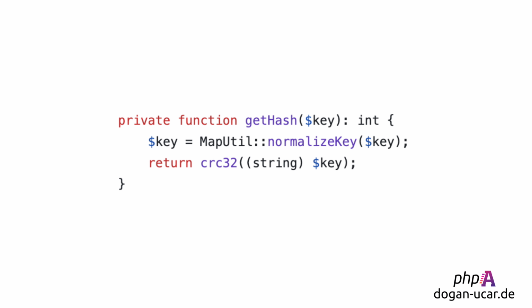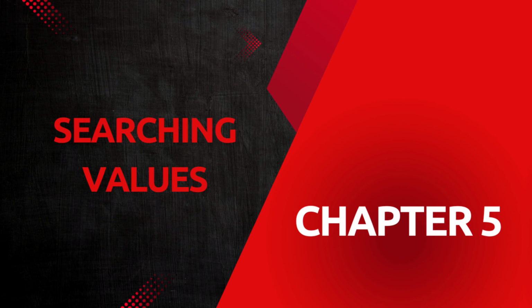Now, obviously, the crucial part is the getBucketIndex method, which calculates the index. In my implementation, I use PHP's crc32 function to hash the key, but this can vary depending on the use case.